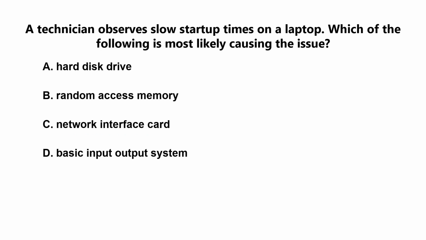Question 51. A technician observes slow startup times on a laptop. Which of the following is most likely causing the issue? Option A, hard disk drive. Option B, random access memory. Option C, network interface card. Option D, basic input-output system. The correct answer is option A, hard disk drive.